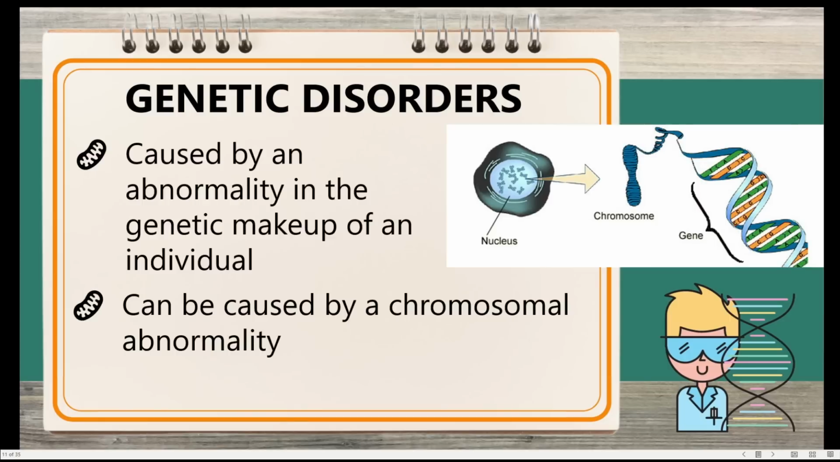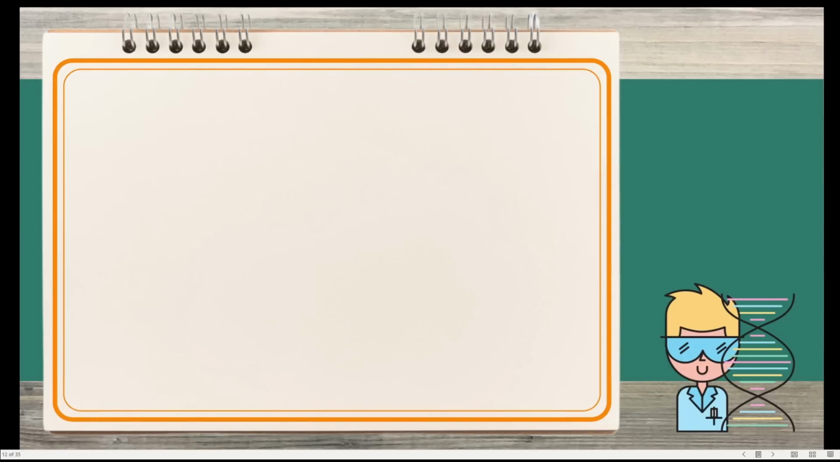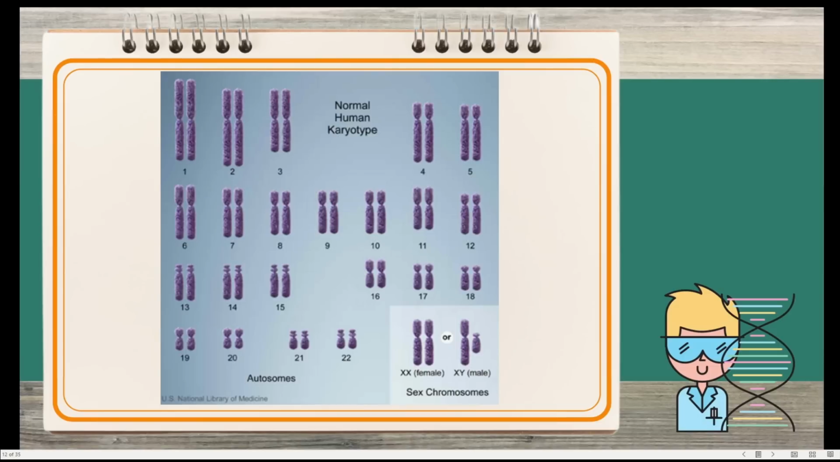So, saan ba natin makikita yung mga bilang ng mga chromosome na yan? We have what we call a karyotype. So, this is an example of a normal human karyotype. What is a karyotype? It is an individual's collection of chromosomes. Pwede rin siyang tawag sa isang laboratory technique kung saan nakikita yung image ng chromosome ng isang individual.